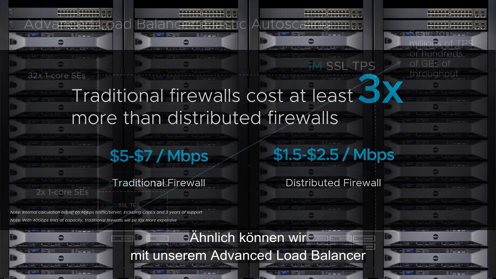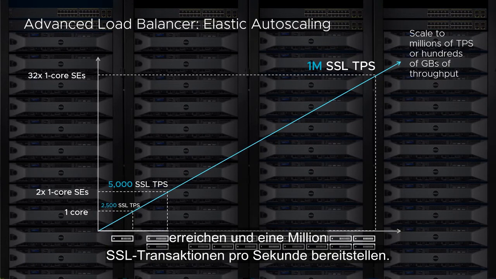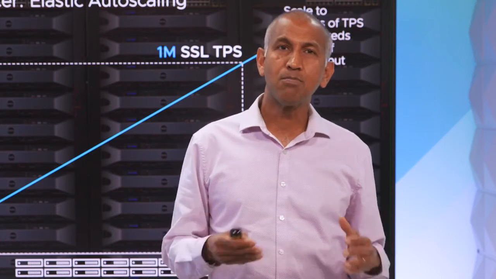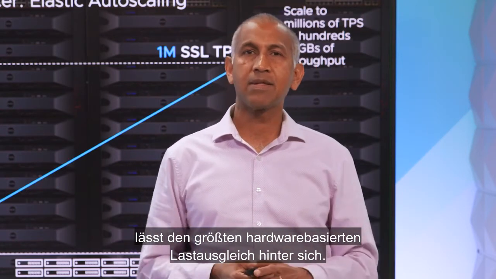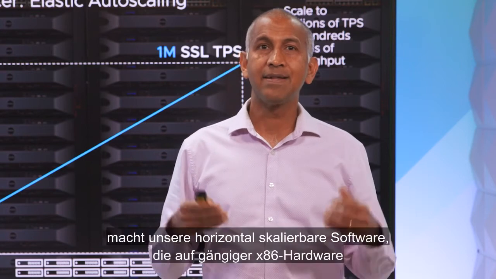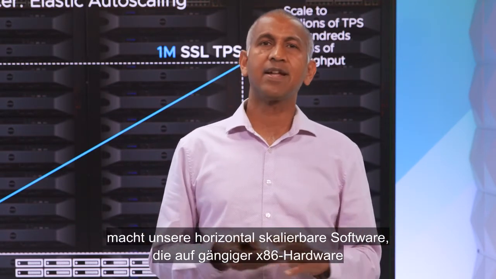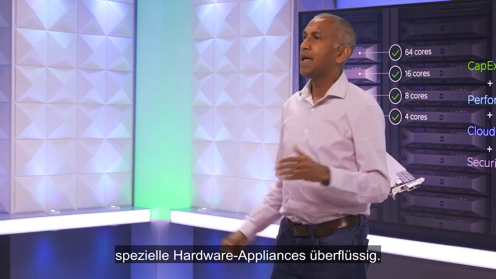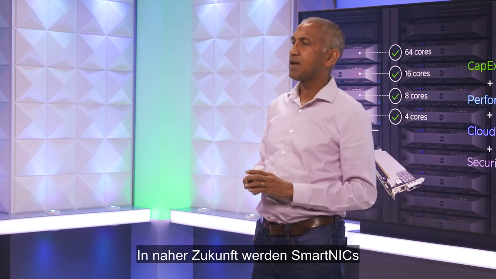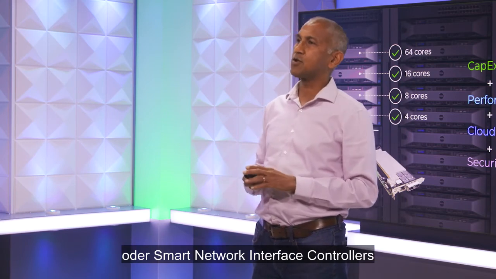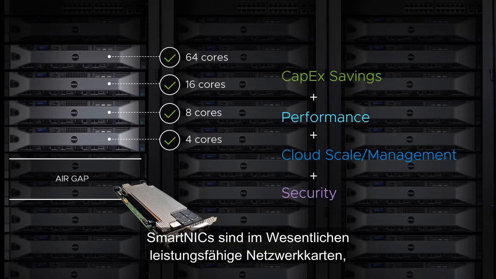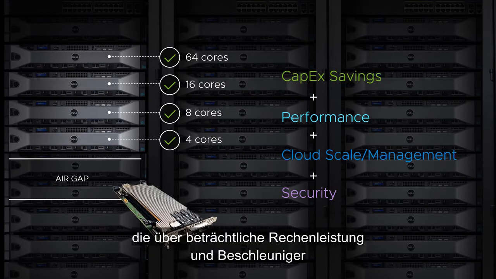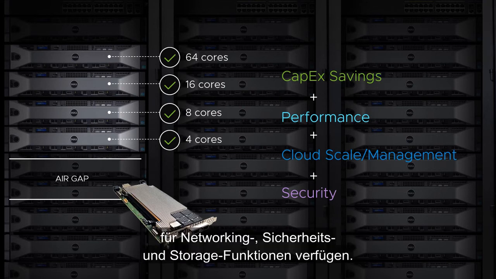Similarly, with our advanced load balancer, we can auto-scale and deliver 1 million SSL transactions per second. This is also an order of magnitude more than the largest hardware load balancer. In both cases, it is scale-out software running on commodity x86 hardware that eliminates the need for special-purpose hardware appliances. And looking out at the near horizon, we have smart NICs, or smart network interface controllers, that take this even further. Smart NICs are essentially powerful NICs that include significant compute horsepower and accelerators to handle networking, security, and storage functions.